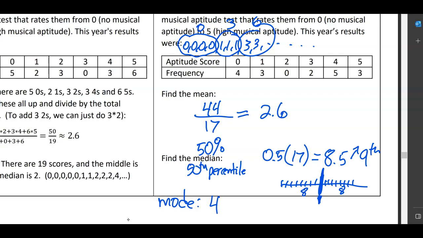What's the 9th term here? 1, 2, 3, 4, 5, 6, 7, 8, 9. The 9th term happens in there. So we have to count the frequencies. 4 zeros, 3 ones, there's no 2s. So 1, 2, 3, 4, 5, 6, 7, 8, 9. That is the 9th number. It's 3.